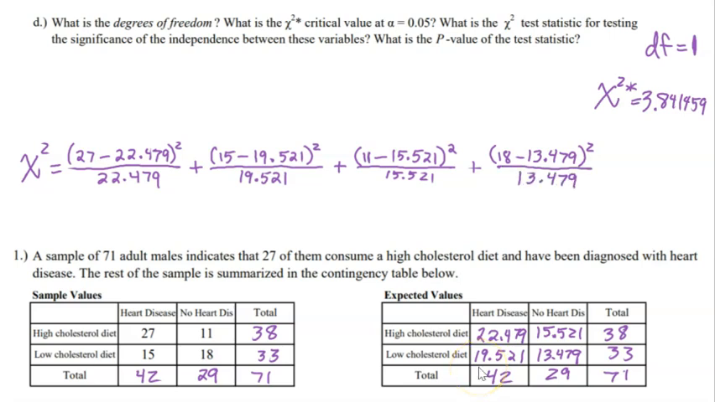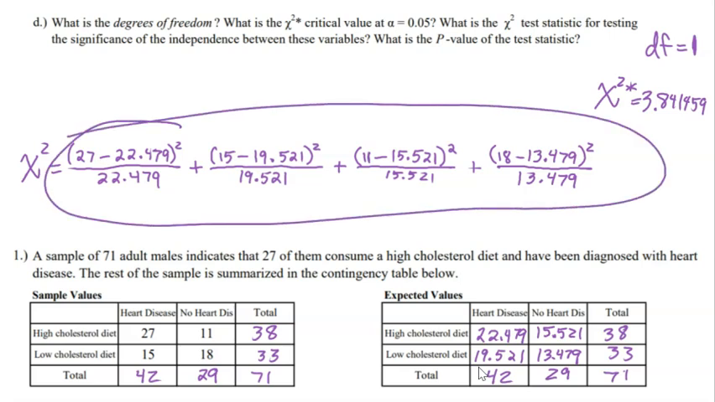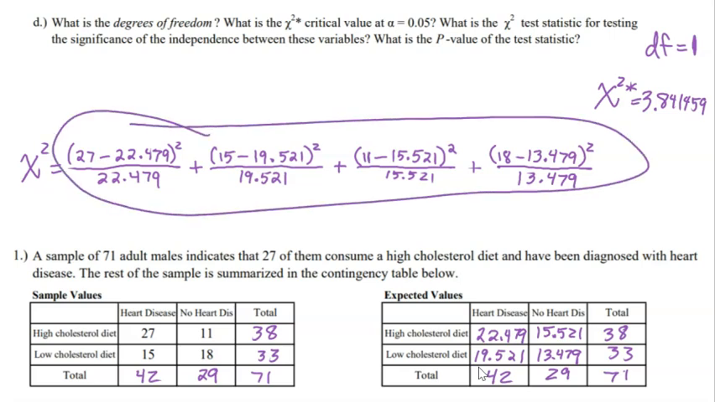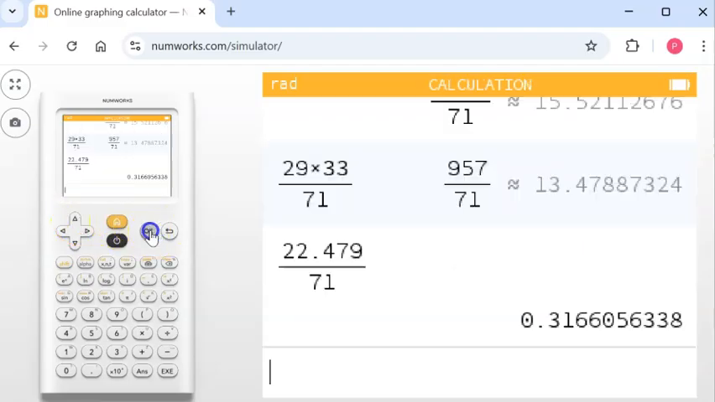Okay, so now we've got our summation. We're summing up 4 things for our chi-square test statistic. Now we're going to have to plug this whole thing into a calculator. So I'm probably going to speed that up too while you watch me enter this whole thing into a calculator.